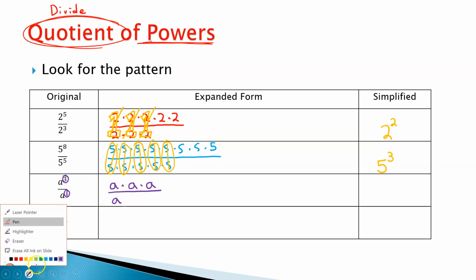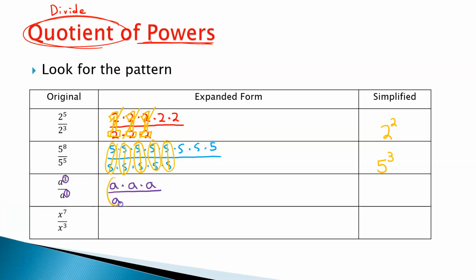And same thing. Let's go ahead and simplify. What's a divided by a? That's just 1. It goes away. So how many a's are we left with? 2. A times a is just a to the second.